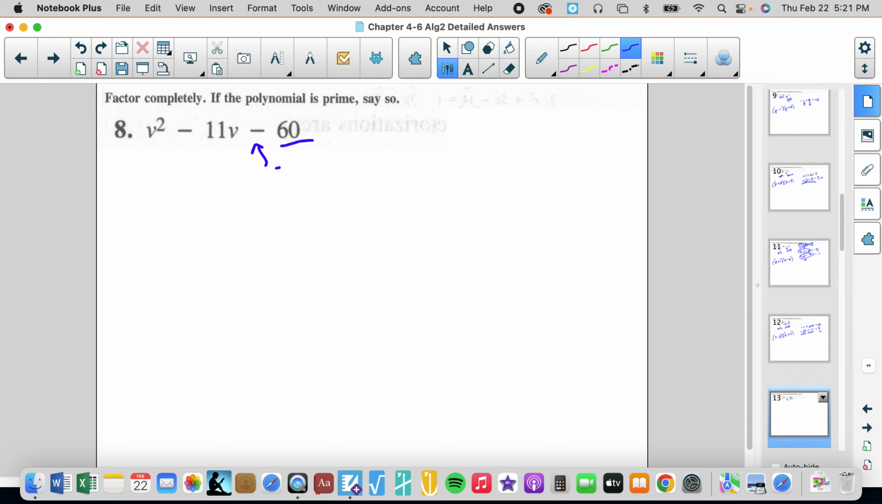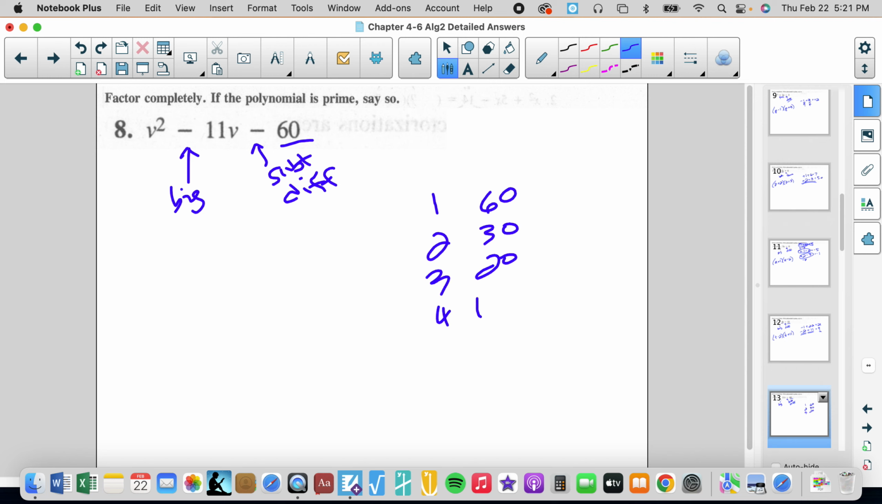Factors of 60 when subtracted, and the signs are different, and the bigger is negative. Factors of 60: 1 and 60, 2 and 30, 3 and 20, 4 and 15, 5 and 12, 6 and 10. I will tell you, when you do this technique, you get really good at finding factor pairs. Signs are different and the bigger is negative, so I'm going to make all the numbers on the right side negative, all the numbers on the left side positive because they have to be opposite signs.